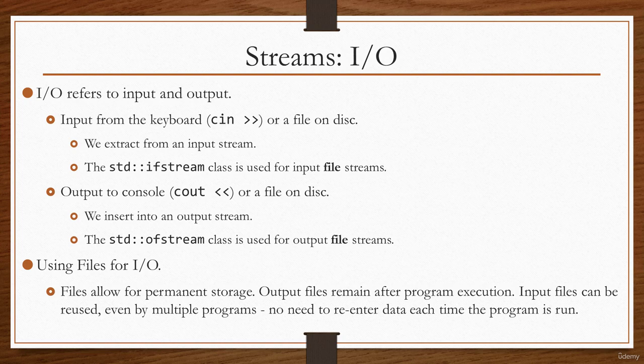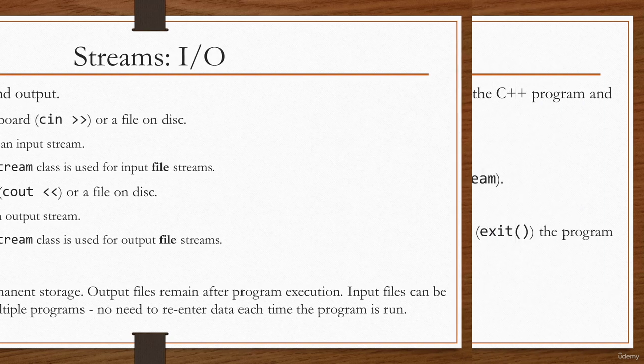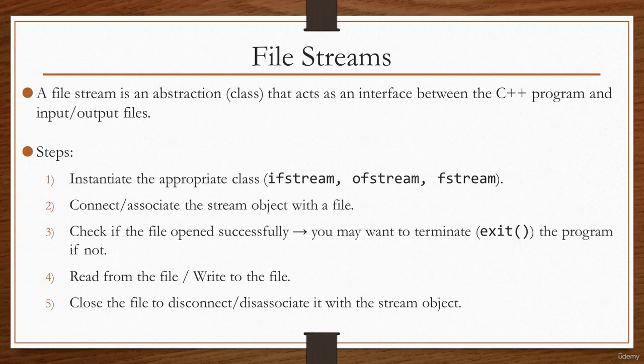It's convenient with the files being on disk because it means that you can prepare the input for the program, or read and try and interpret the output produced by the program whenever it is convenient. That is, instead of typing in the input while the program is running, or reading the output while the program is running. So it's a more convenient way of dealing with large quantities of data. So in essence, a file stream is an abstraction or a class that acts as an interface between the C++ program and input and output files. Again, we as programmers don't deal with the files directly in our program, in our code. We deal with the abstraction or the class object.